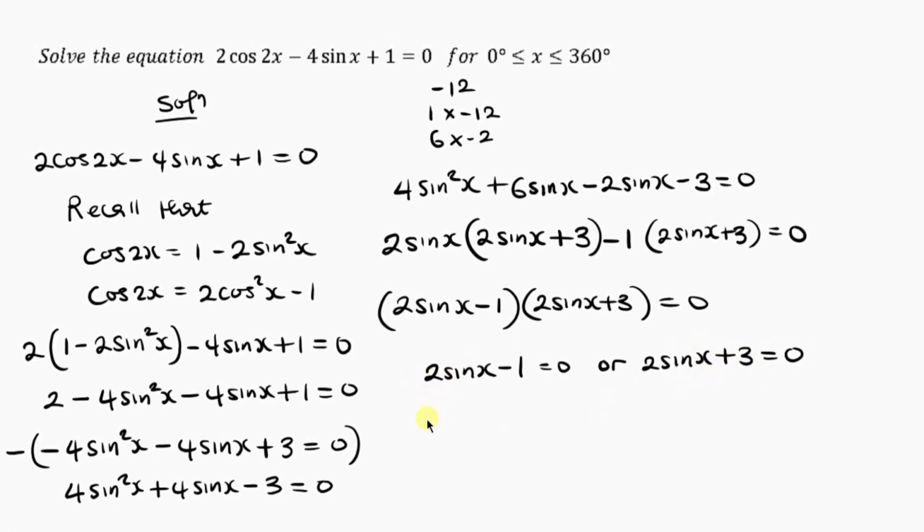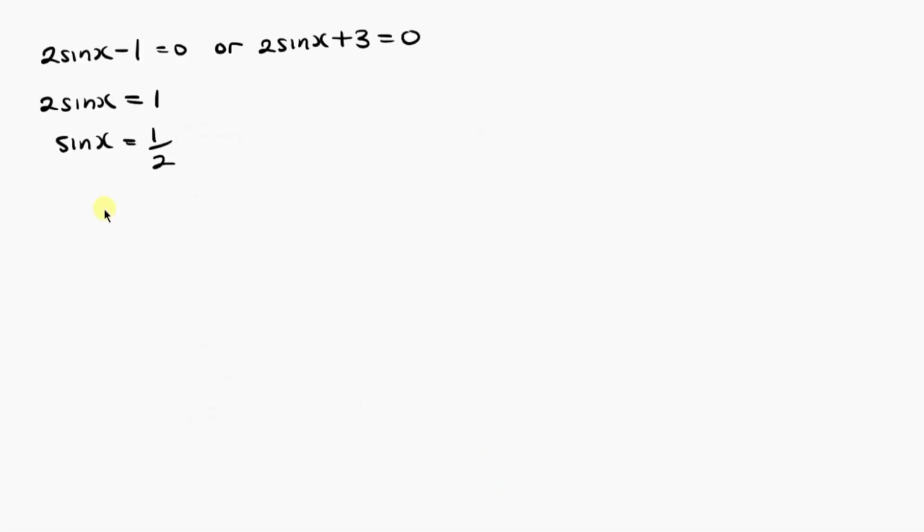So this is 2 sine s. Let's collect like terms. When negative 1 crosses to the right hand side, it becomes positive 1, right? Very good. So our sine s here is going to be what? 1 over 2. Very good. We are doing well. So now we need to find s, which is the angle.